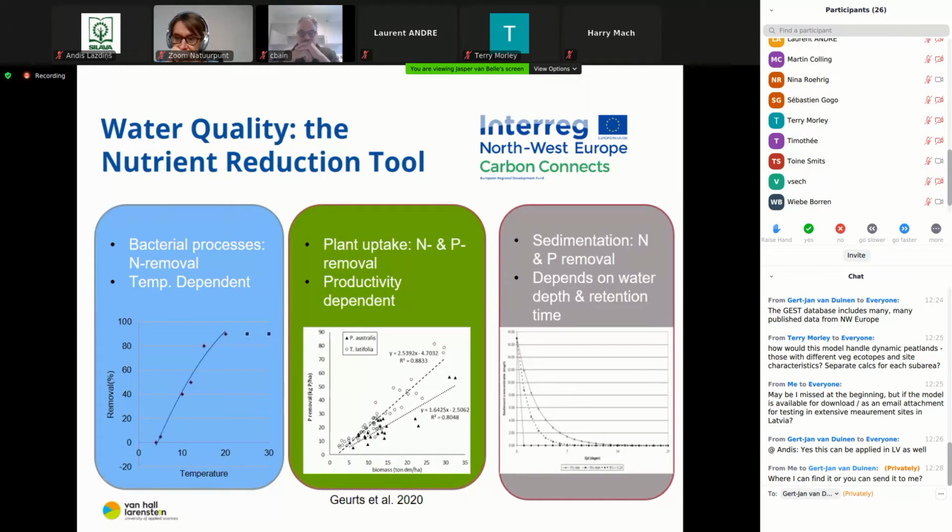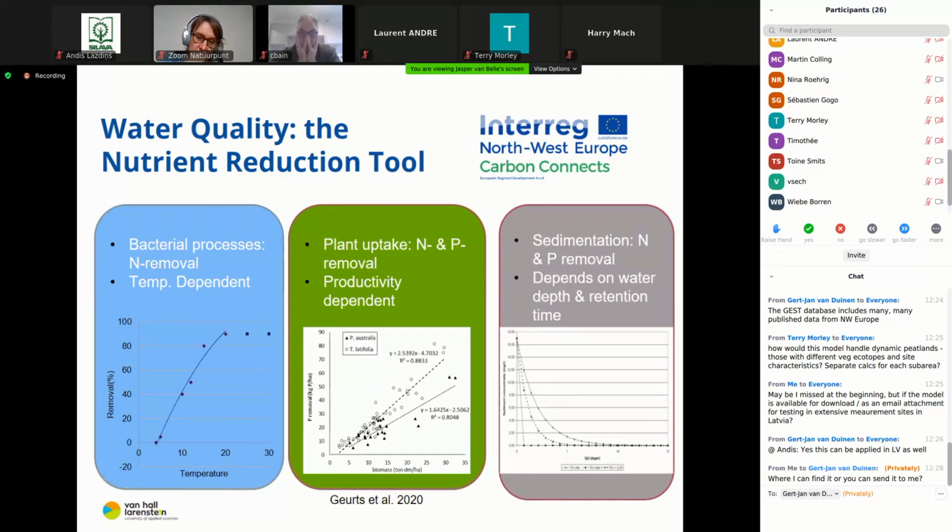Below is a graph of the relation between the biomass production and the P removal, and you can do the same for nitrogen and potassium for Phragmites and Typha. And finally, we have a first version of this working now, but it doesn't include the sedimentation part yet, which is shown here in gray.